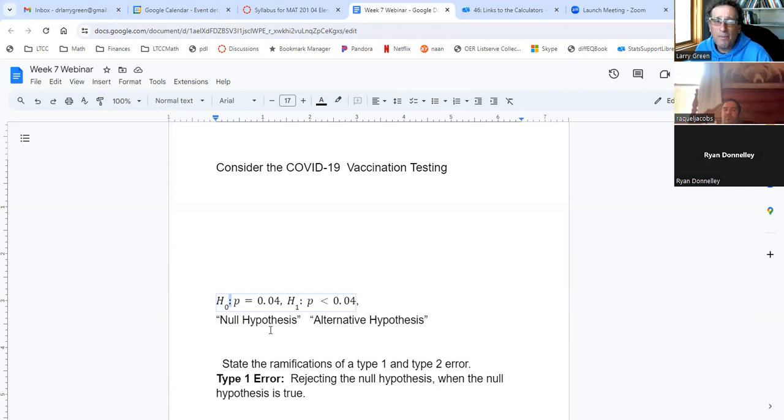And so the null hypothesis is not that 4% don't get it. It's that 4% still get it. Do you see how that works? So P is a population proportion. So the population proportion of the population who got vaccinated, the population proportion of those who get COVID is still 4% or 0.04. And you write P equals 0.04.